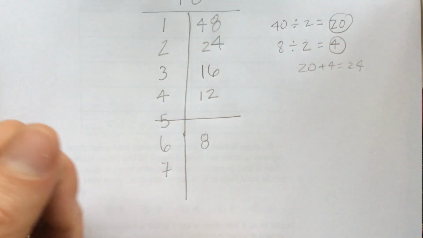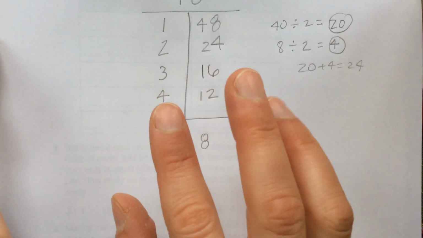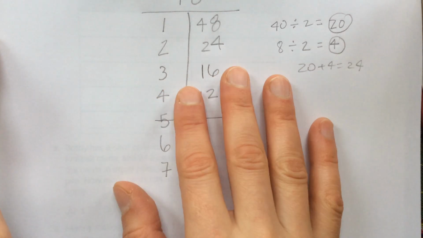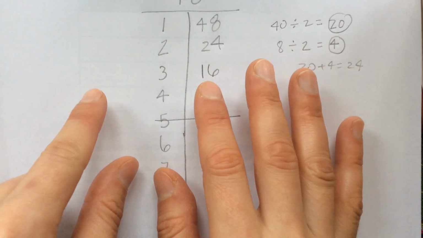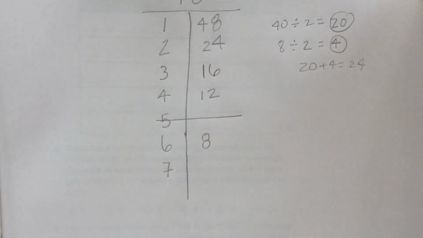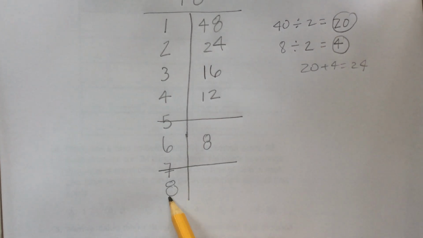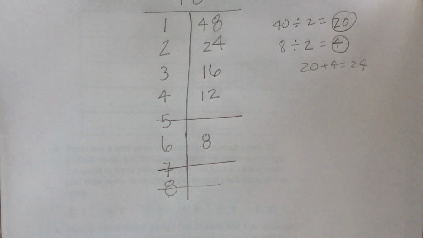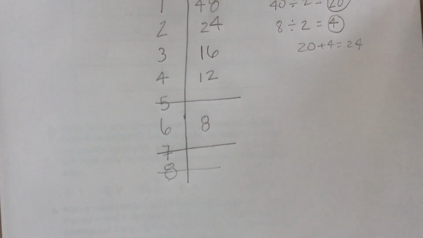7, 14, 21, 28, 35, 42, 49. So 49 is too high, so 7 doesn't work. And now we're back at 8. And if we're back at 8, then we know it's time to stop. So we have all of our factors here of 48.